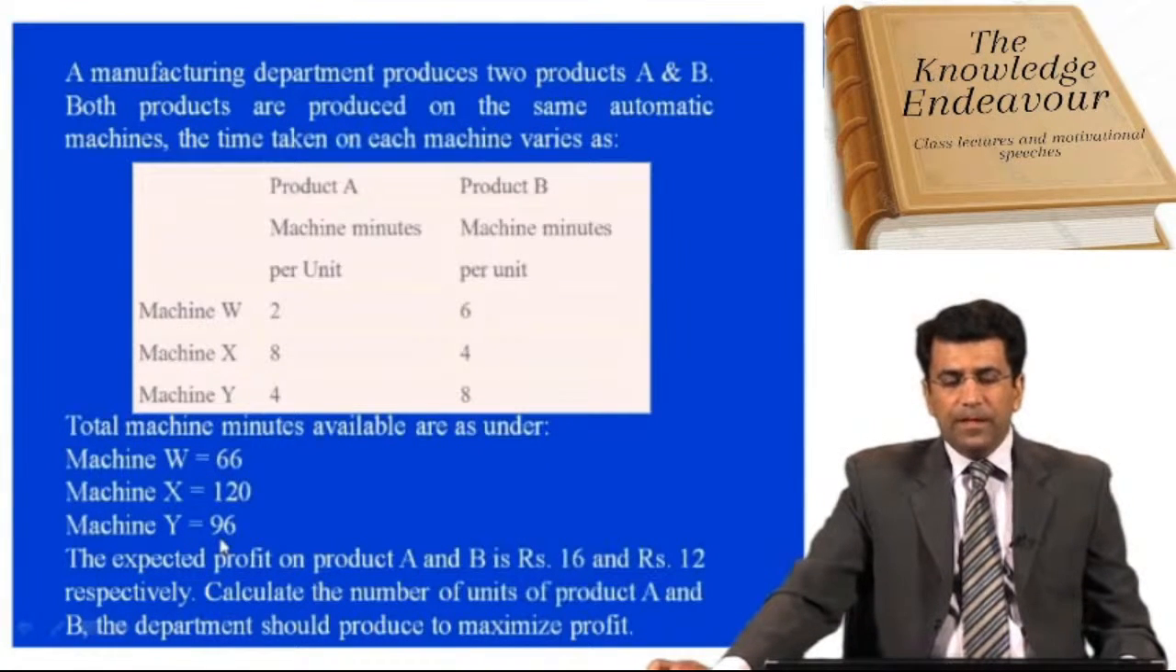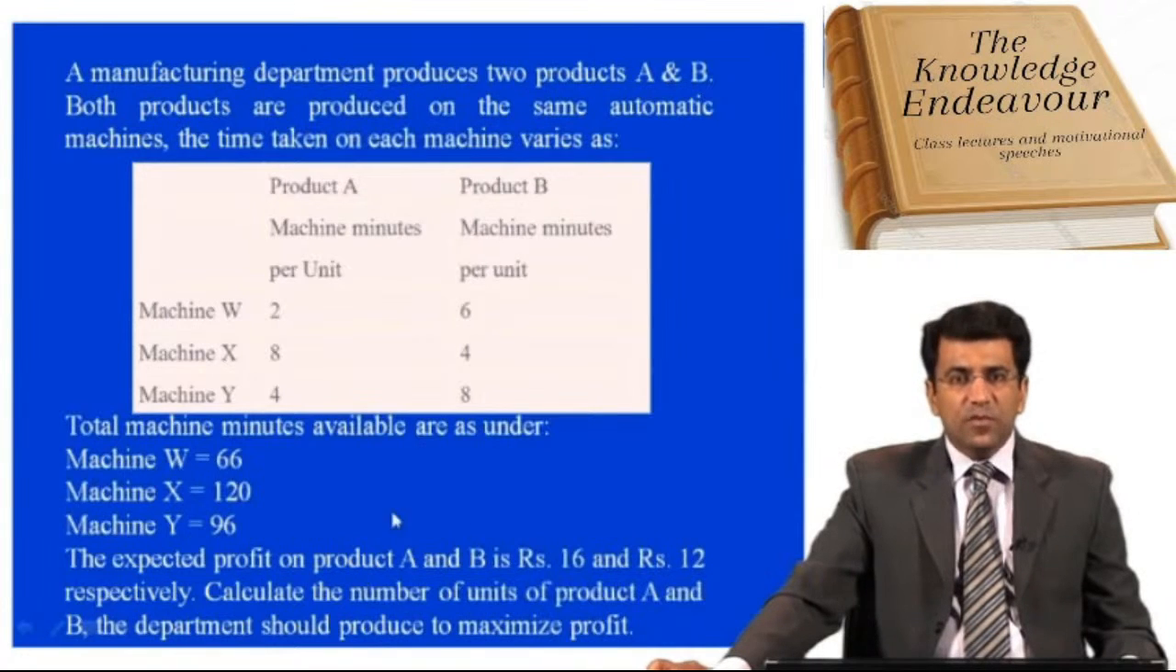Again, if the operation manager knows that if we sell 1 unit of product A, we can get a profit of 16 rupees, and if we are able to sell 1 unit of product B, we can have a profit of 12 rupees. So again, we are interested in finding out the optimum number of units, or the optimum combination of the number of units, for product A and product B, which can maximize our profit.